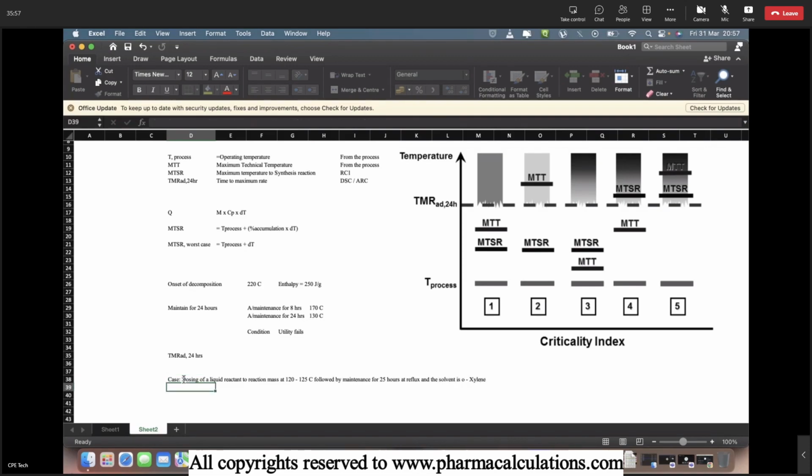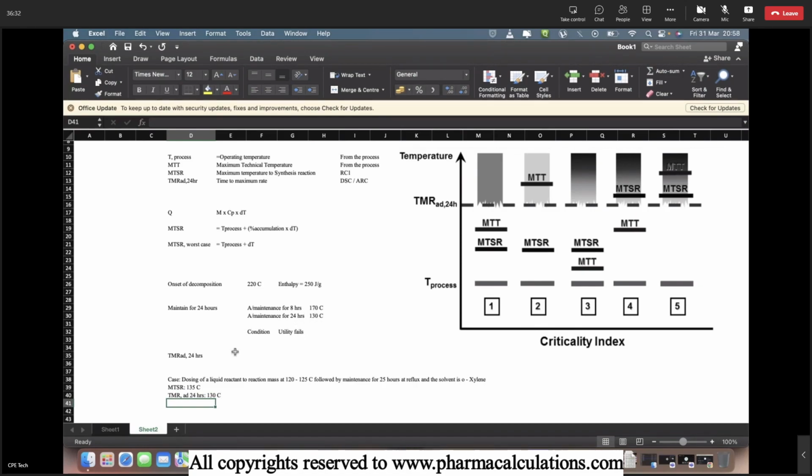So this is the case, and for this case we have taken up an RC1 study, and from this RC1 study we have identified the MTSR. This MTSR is approximately 135 degrees centigrade, and the TMRad 24 hours, let's say, is almost 130 degrees. This value I have taken from what was discussed last time, that is nothing but here.